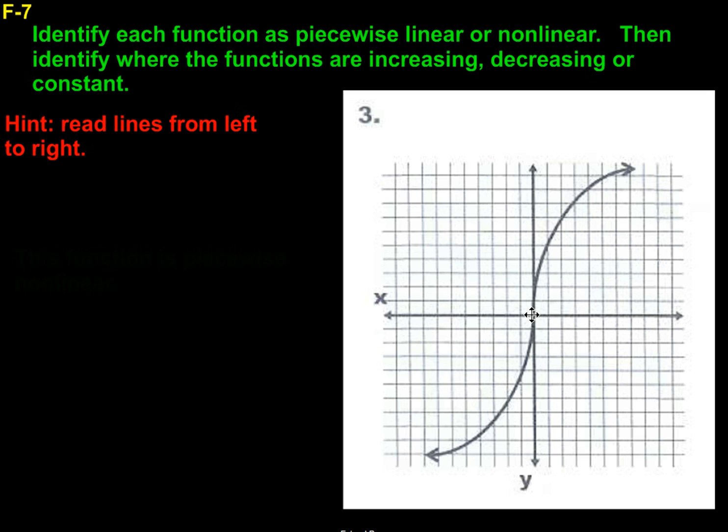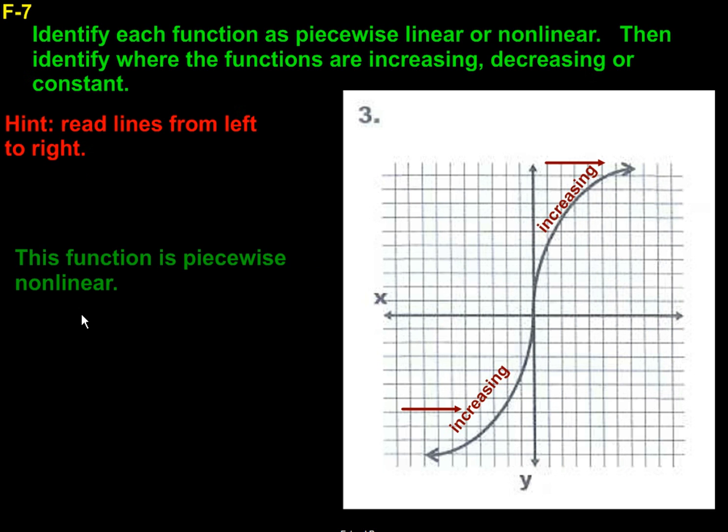So as we can see, the origin is right here. And if we break it into two pieces and we look at each one of these from left to right, as we move this way, we can see that the bottom half of this function is increasing as it's moving up towards 0. And if we look from 0 up this way, we can see again that this is increasing as it moves right on the graph. So what that tells us is that this function is piecewise and it's nonlinear because of the curving lines.